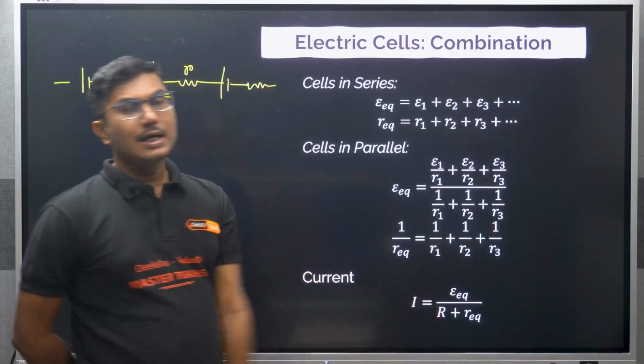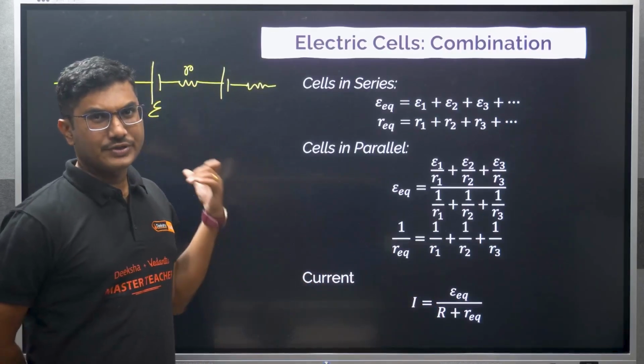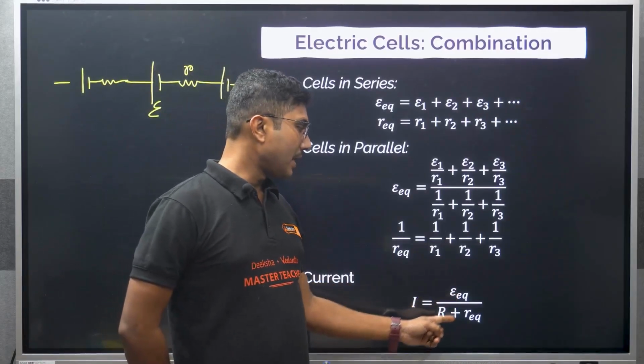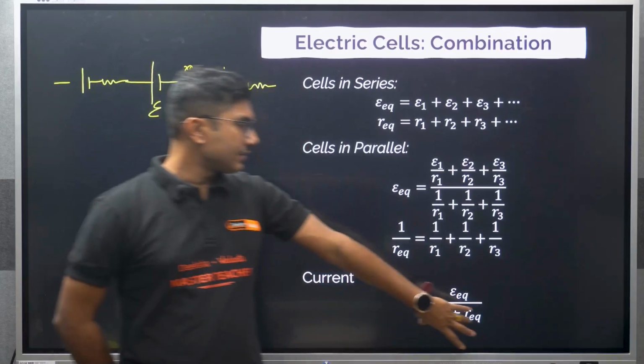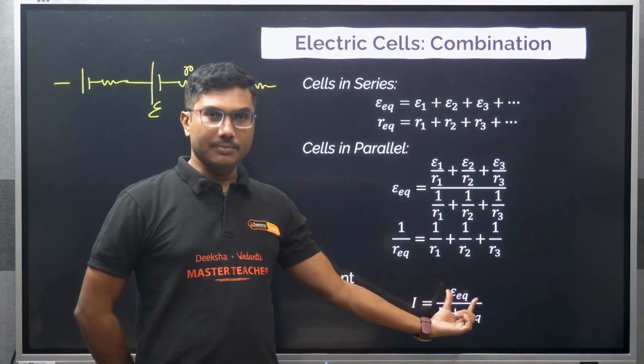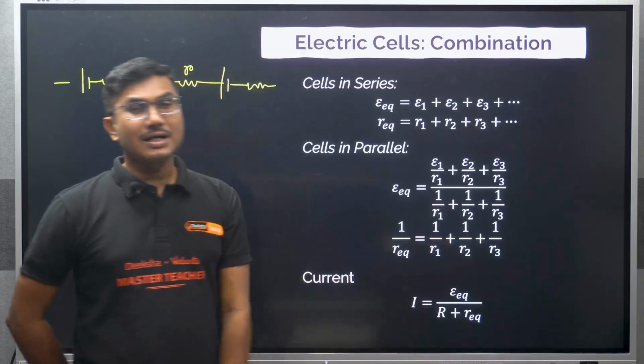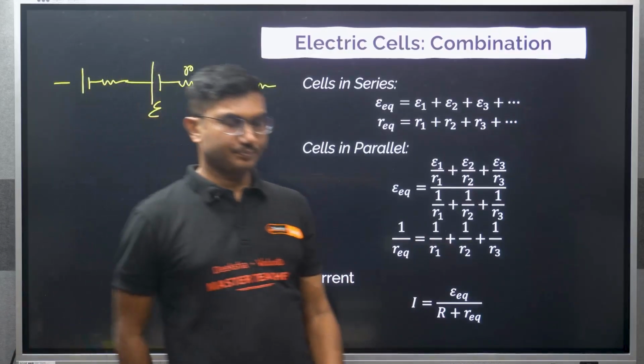Now current through a combination of cells at any point is always given by epsilon equivalent divided by R plus Req. So this is the total EMF divided by total resistance. Here R is the external resistance connected in the circuit. Okay.